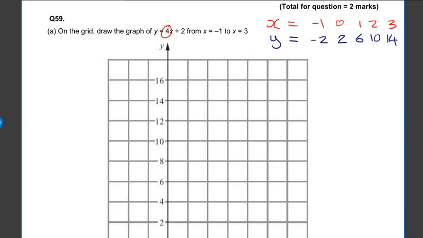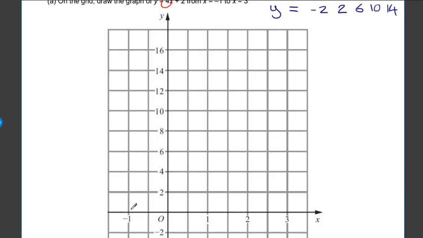It should be easy. Minus 1, minus 2, 0, 2. So minus 1, minus 2 is there. 0, 2 is here. And then you're just going to have a line.